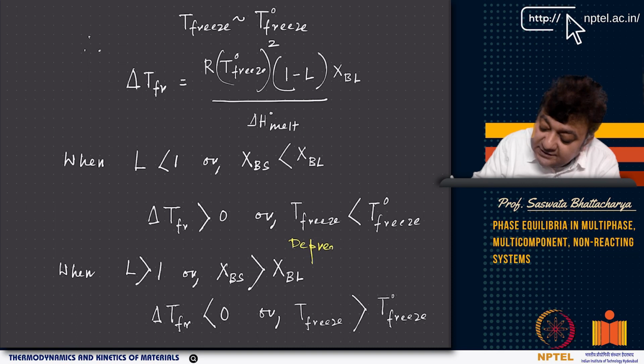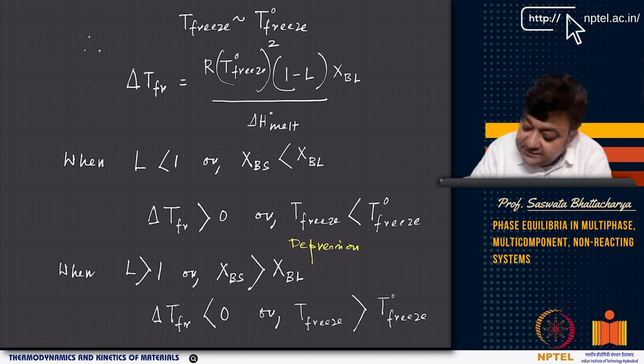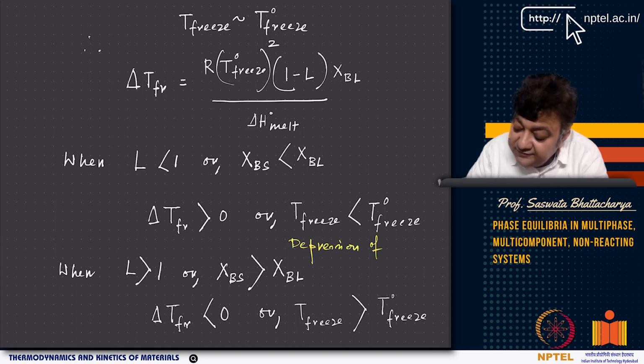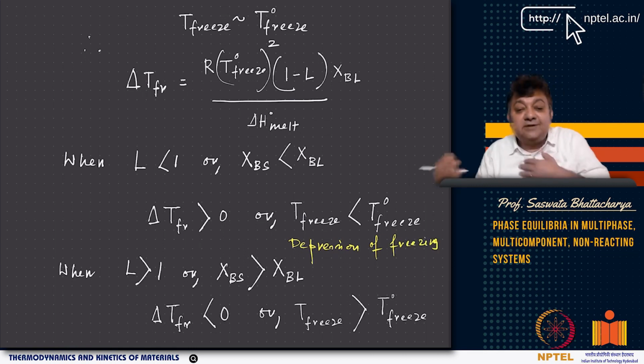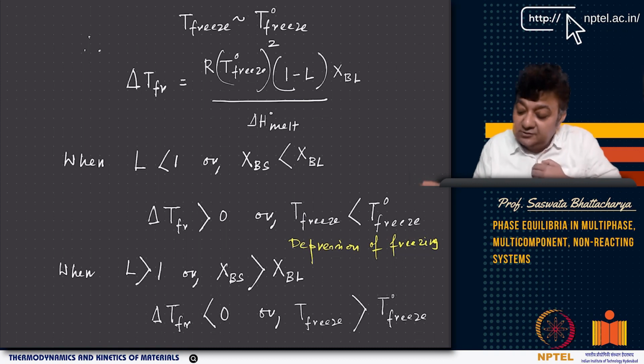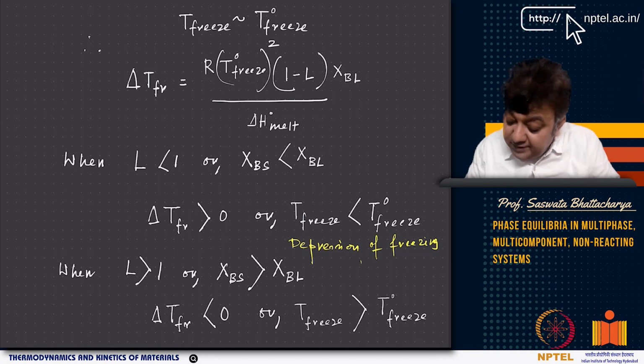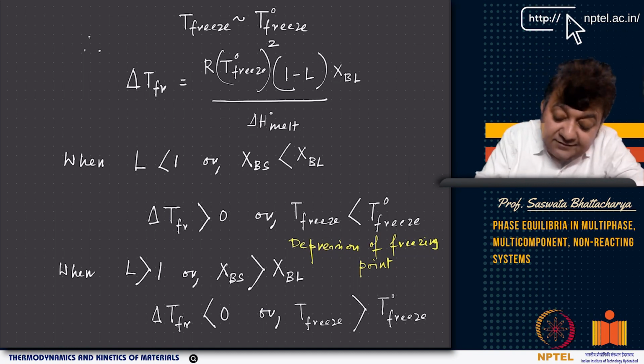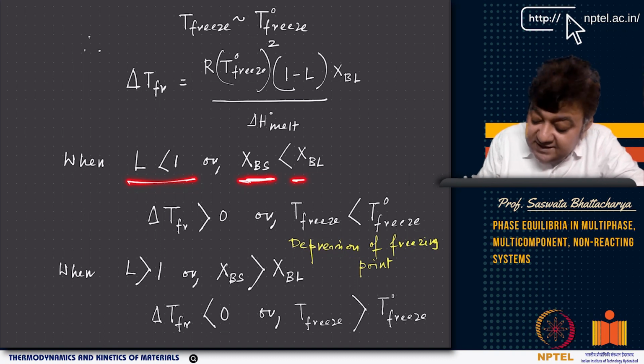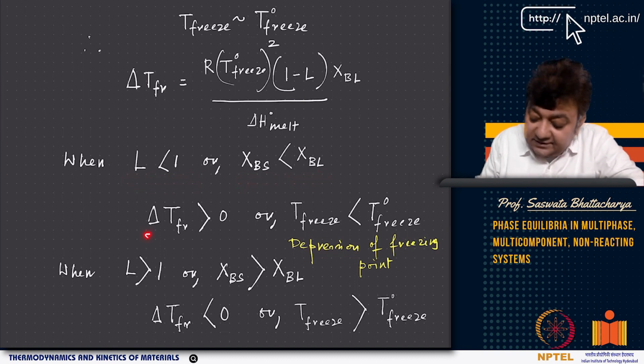Which is in general the case, right? In general this is the case, there you will have depression of freezing point. This is a colligative property that we have learned for solutions, right? So basically depression of freezing point. When L is less than 1, mind that, you have XBS less than XBL, then in that case delta TFR is greater than 0 and you have depression of freezing point.